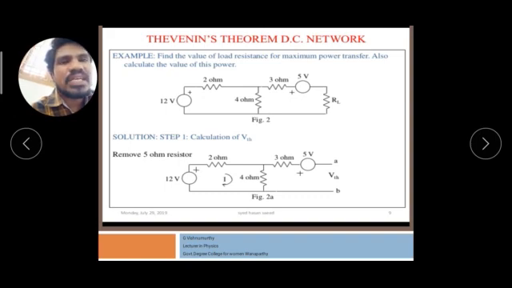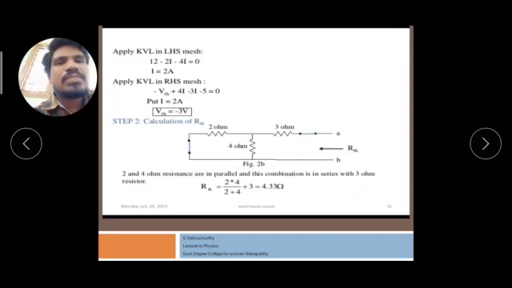Another example is there. Find the value of the load resistance for maximum power transfer. Also calculate the value of the power. So from this network we will calculate the maximum power transfer. Step 1, to calculate the VTH, we will remove the load resistance across the AB terminal and then find out the VTH. So these steps are involved.